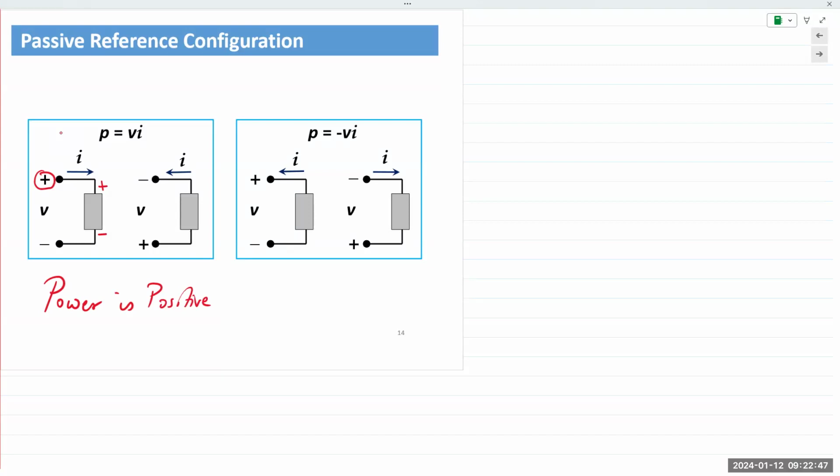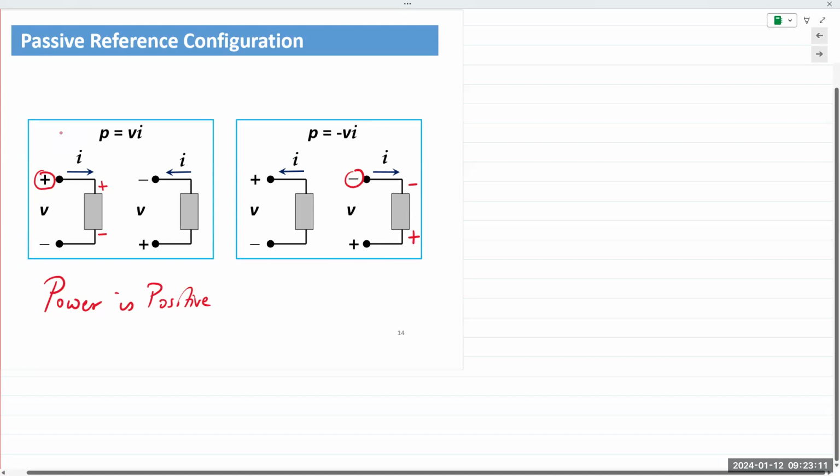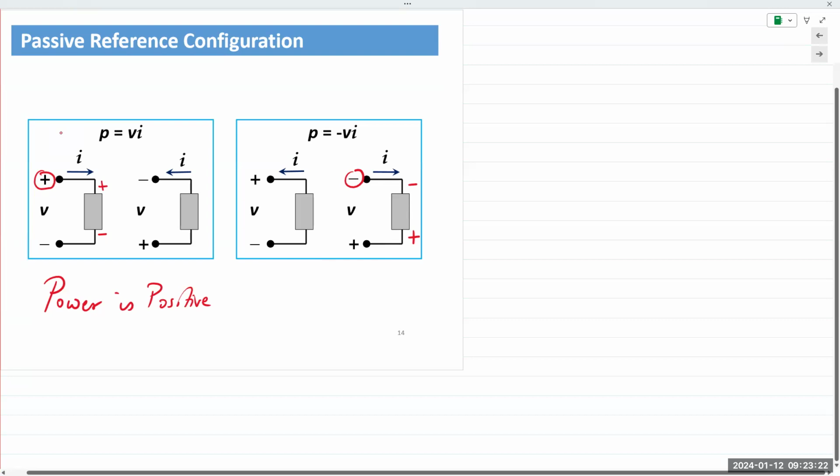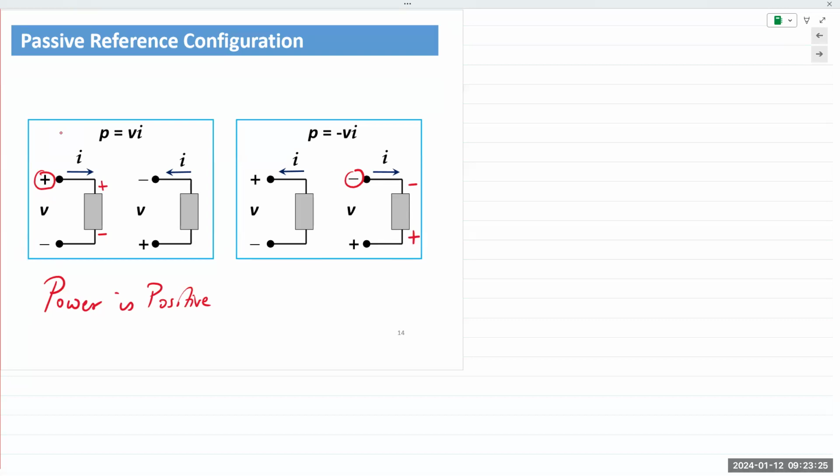Okay. If we look at this image right here on the far right, the current is now entering the negative terminal. So if this is minus right here, this is plus right there. Current enters the negative terminal of that element or negative polarity of that voltage. The element itself does not have any polarity. It's the voltage across that element. So current is entering the negative end. And so power is negative.